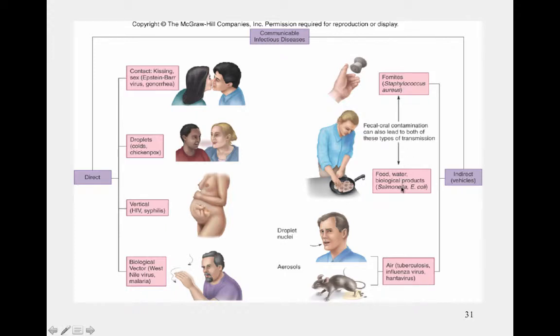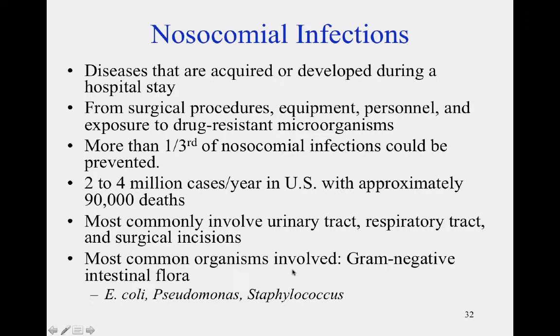fecal oral contamination. This would be through food handling, which can cause many different types of food poisoning cases, and also in the air, TB, the flu, hantavirus, even out in the Midwest, where usually it's from fecal matter that has been dispersed in the air, usually from rodents, so it becomes aerosolized. And I mentioned this term nosocomial.